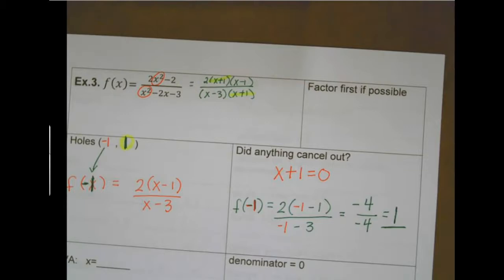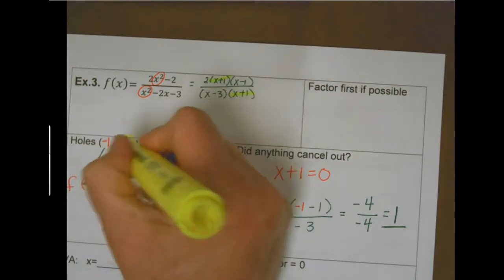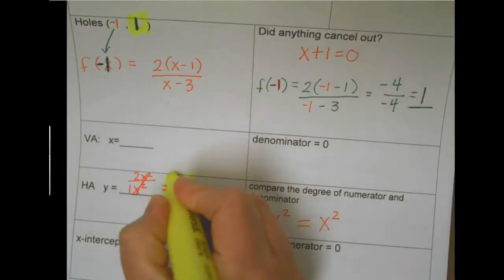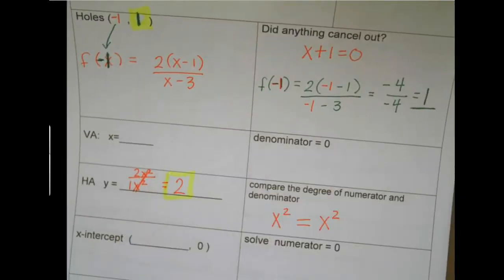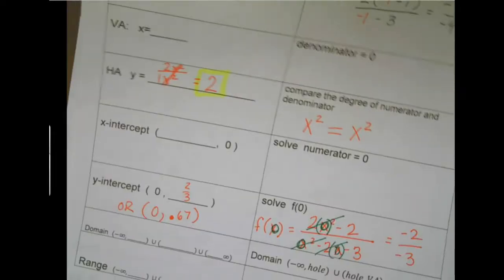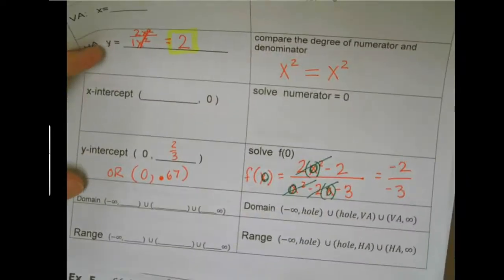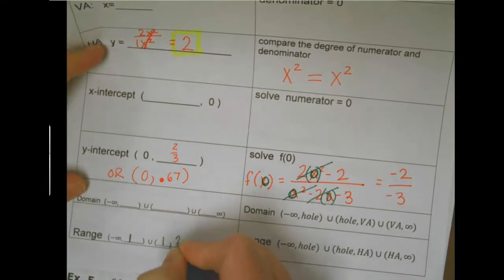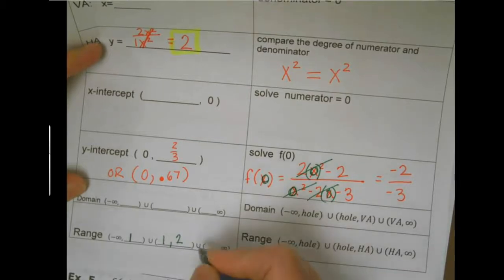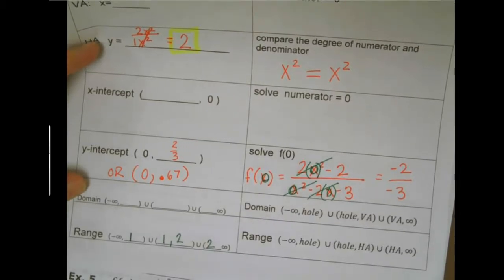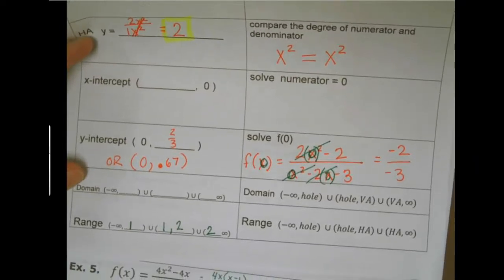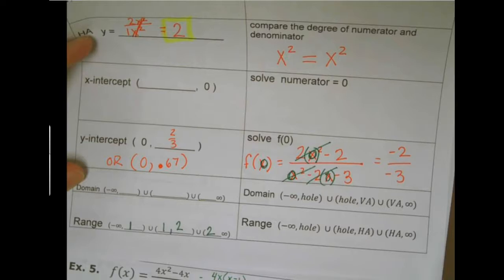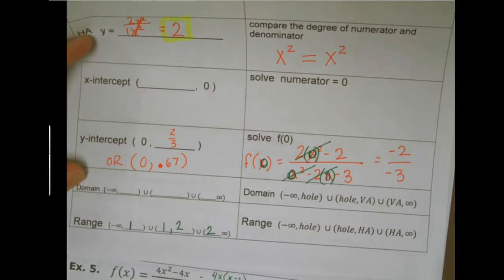Now, this is a y value, so it affects the range. This is a y value, so it affects the range. So the range, down here at the bottom, the range is going to be -infinity to 1. Then there's going to be a piece in between 1 and 2. And then there's going to be a piece to infinity. That starts getting complicated. So, I did want to show you that it can be written in interval notation form.